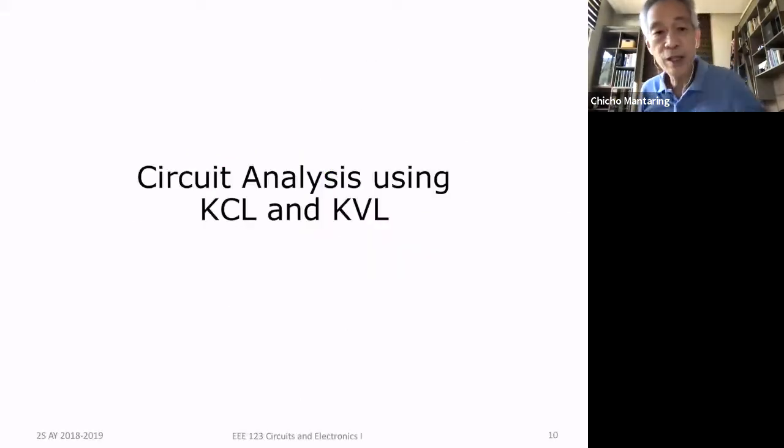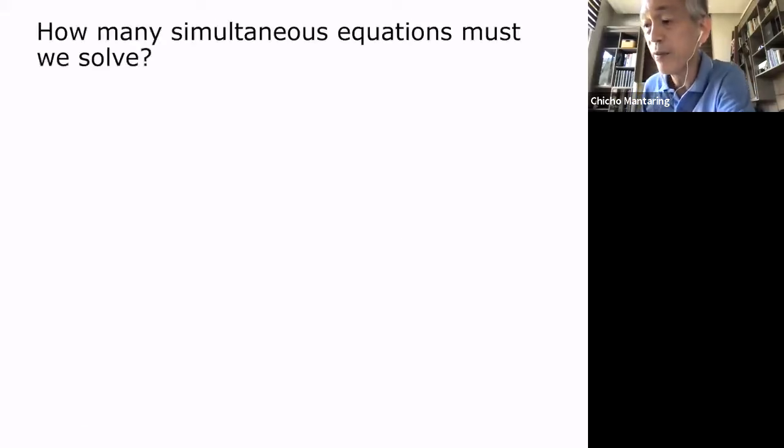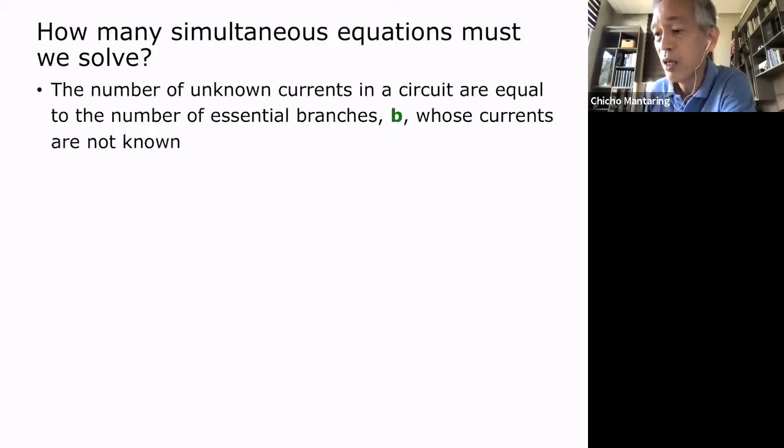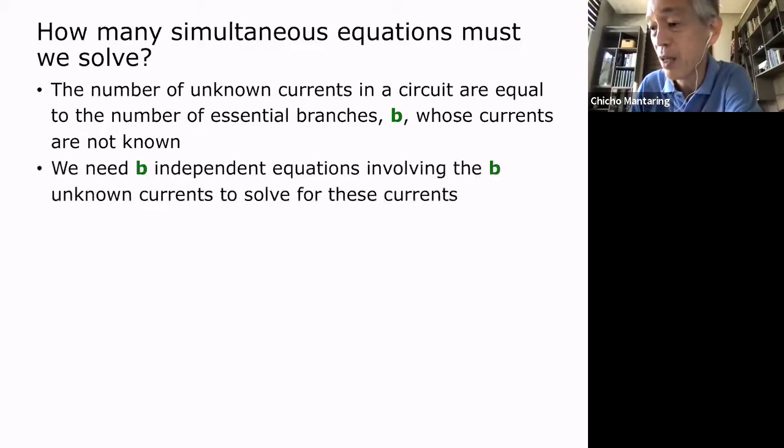Okay, now let's go to circuit analysis using KCL and KVL. How many simultaneous equations must we solve? The number of unknown currents in a circuit is equal to the number of essential branches B whose currents are not known. So if we want to solve for all of these currents, we need to form B independent equations involving the B unknowns.